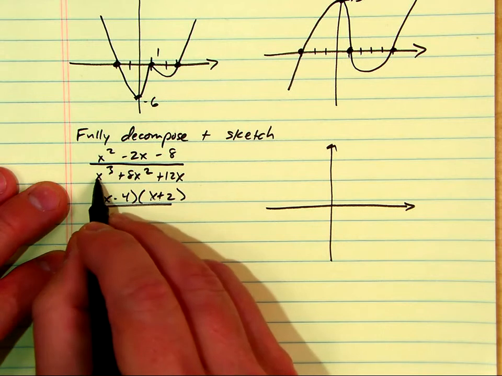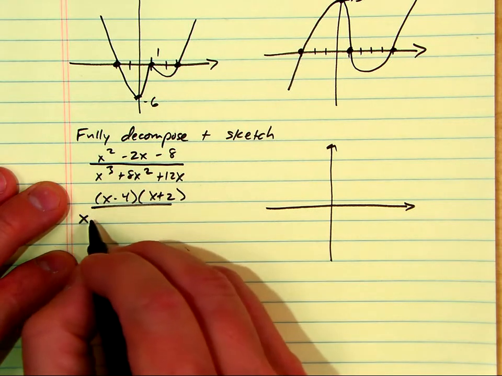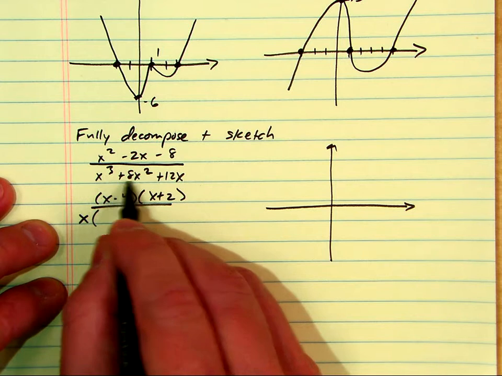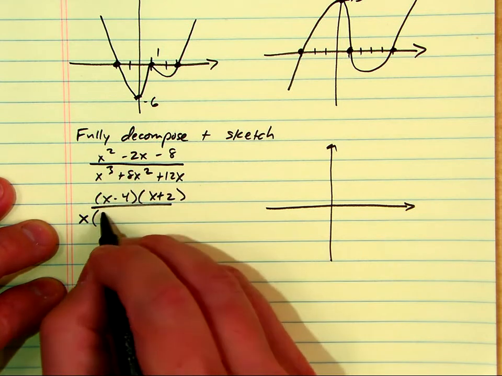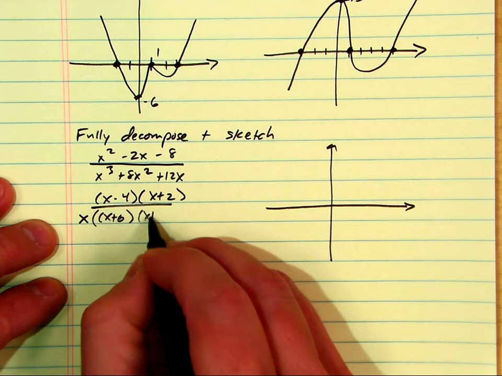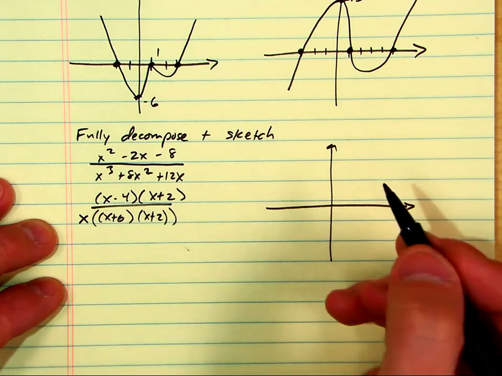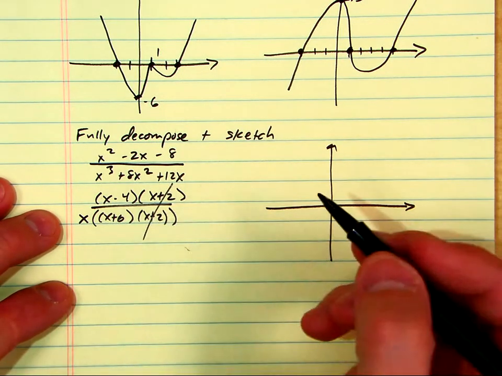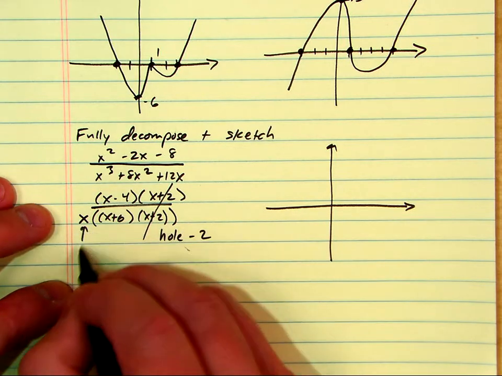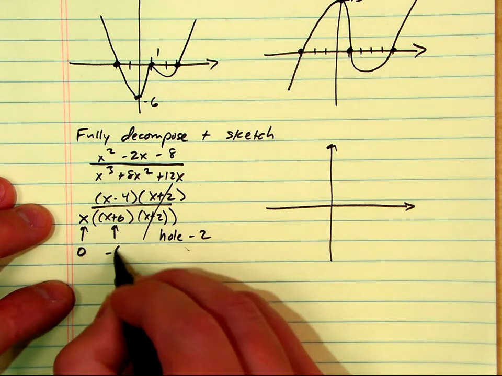On the bottom, we've got a GCF of x. Don't forget about that. That's going to be a vertical asymptote. And then we've got x plus 6 and x plus 2, I think. Hey, oh, we might have a hole in there too. x plus 2. So there is going to be a hole at 2. I'm sorry, a hole at -2. And we've got a vertical asymptote at 0 and a vertical asymptote at -6.